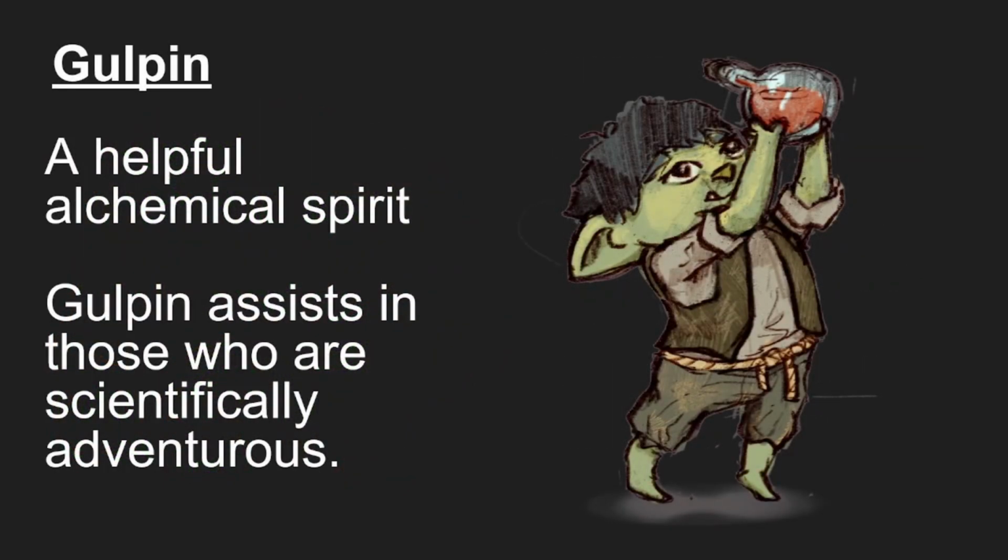Gulpin is a helpful alchemical spirit. I envision Gulpin as the spirit of essentially like maybe a child or somebody who didn't get a chance to sort of live a long life. Maybe they died in a lab accident, but essentially Gulpin manifests themselves as this tiny little green childlike figure, but they specifically help those who are scientifically adventurous.